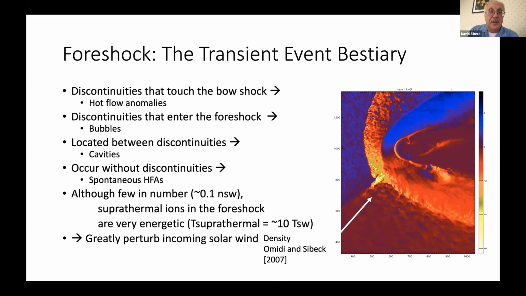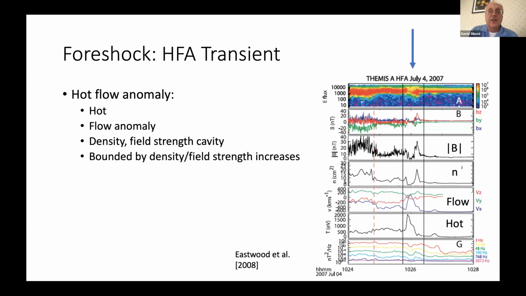These events upstream in the foreshock have their own local transient big effect upon the solar wind magnetosphere interaction, and in particular upon the magnetosphere. Here's an example of one, and perhaps it doesn't look too impressive to you. There is a hot flow anomaly hiding in this figure. You kind of see it by the bumps in magnetic field strength and density and the big deflection in flow, which makes it a flow anomaly. But perhaps you're not impressed by that.